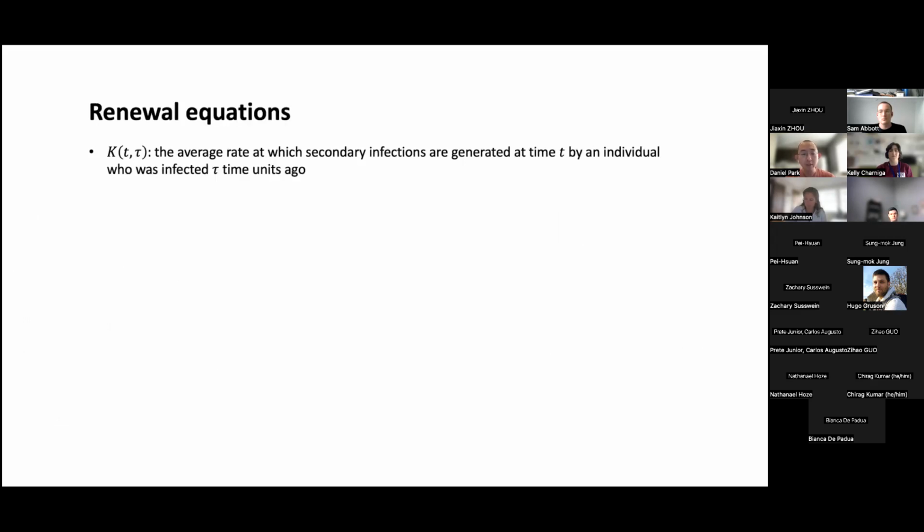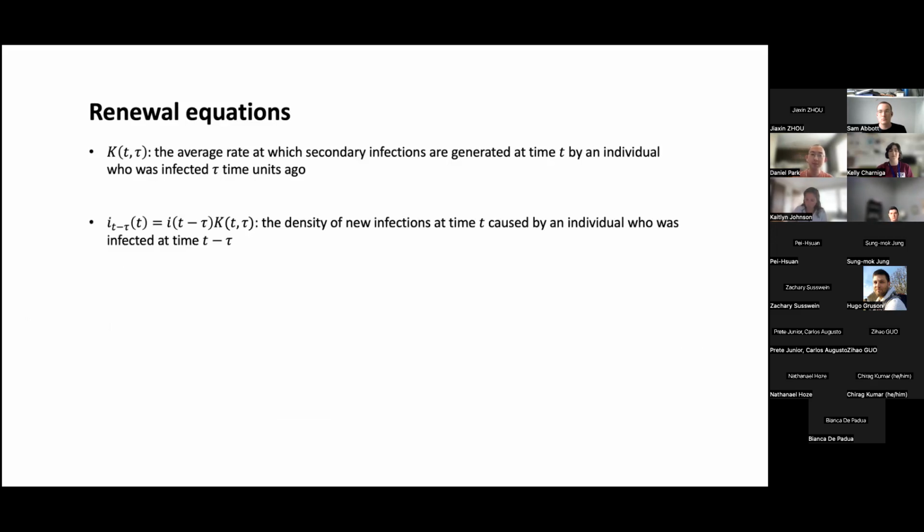transmission. And then the nice thing is that we can generalize the kernel and write k_t of tau, the average rate at which secondary infections are generated at time t by the individuals infected tau units ago. And then we can further write I sub t minus tau, the number of people who were infected tau units ago, times k_t of tau, which tells us how many they're going to infect at time t.